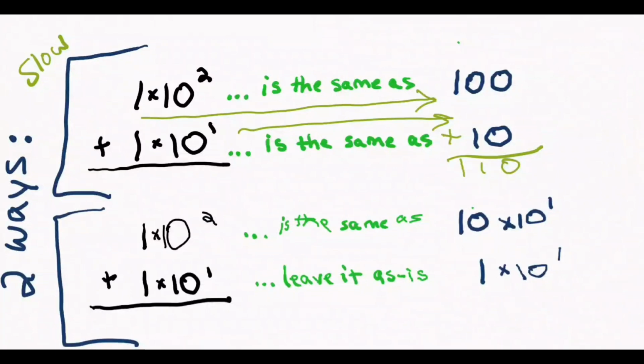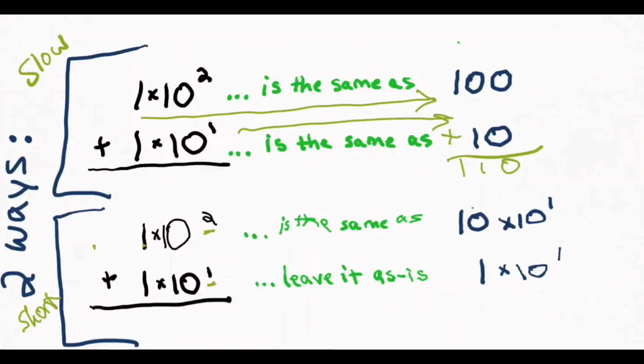Okay, that's not bad, but when you're dealing with long numbers, this is way too much. It's going to slow you down too much and it's going to be a pain. So here's the good way, the shorter way. We have 1 times 10 to the second plus 1 times 10 to the 1.